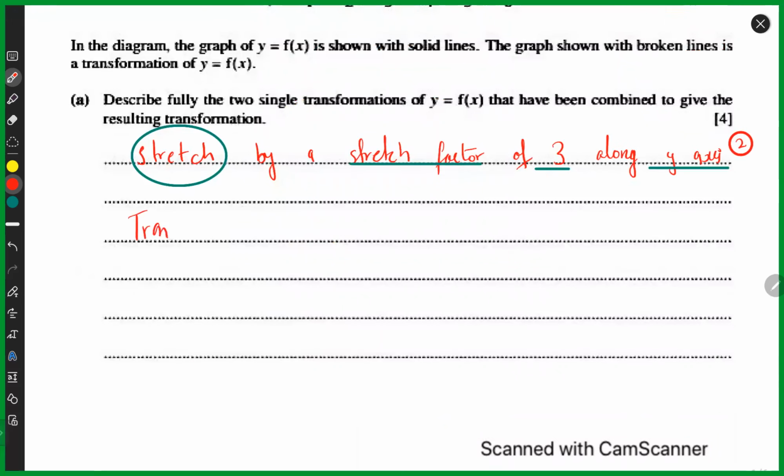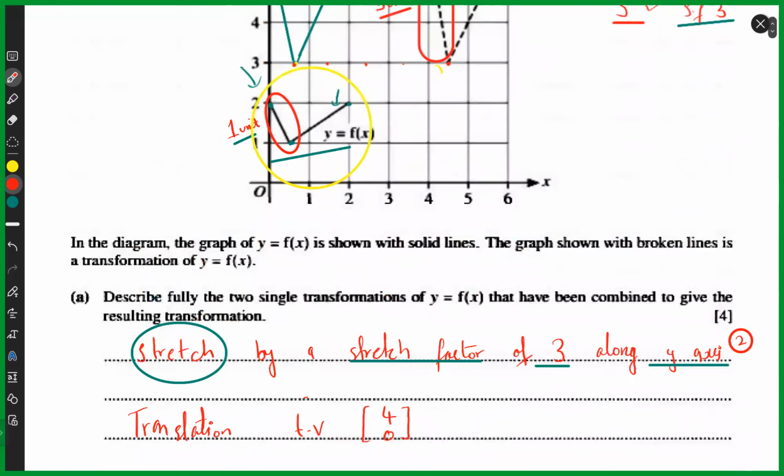The other one is translation. And for translation, we just have the translation vector. You obviously will be writing down the entire thing. I'm just writing down these words just so we understand the idea. This would basically be the graph. I'll just explain this one last time and then that is it.